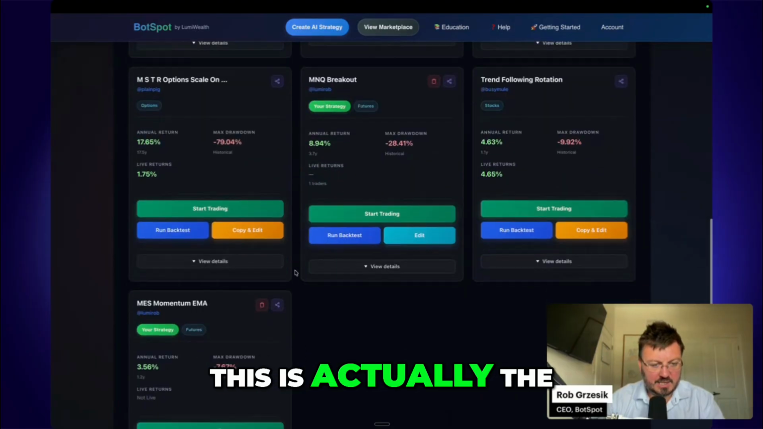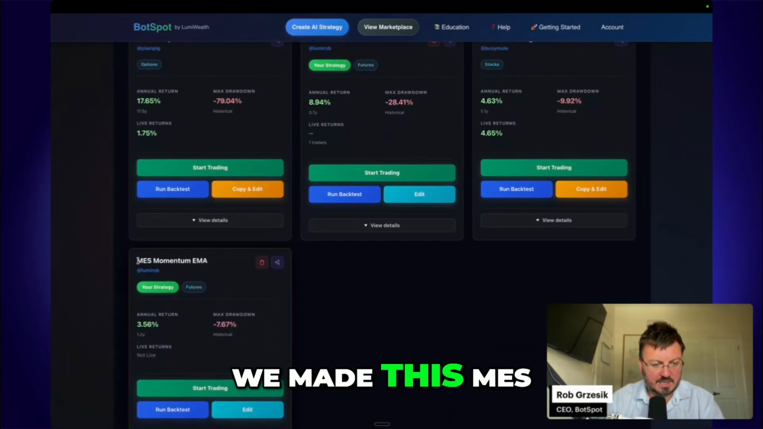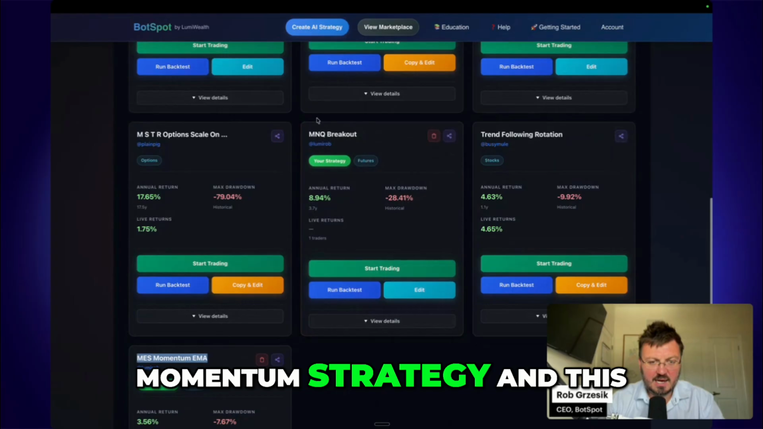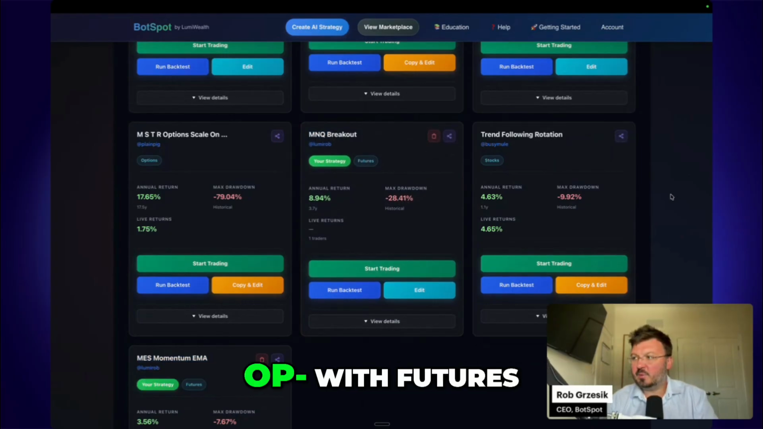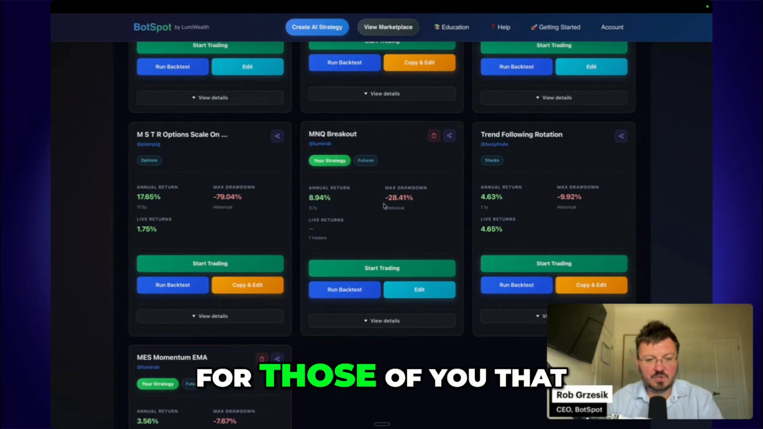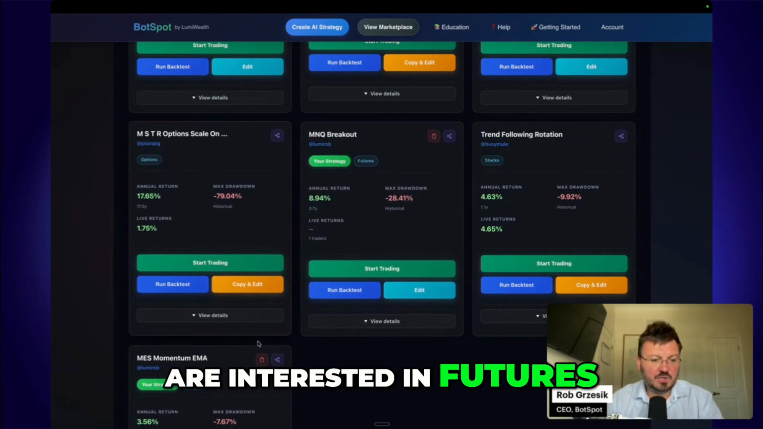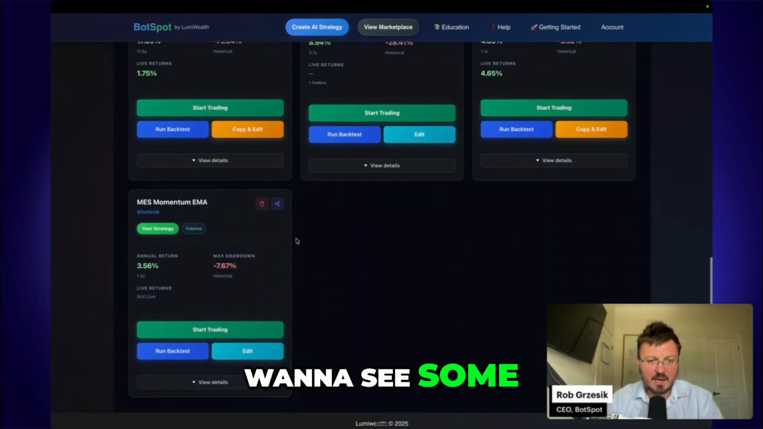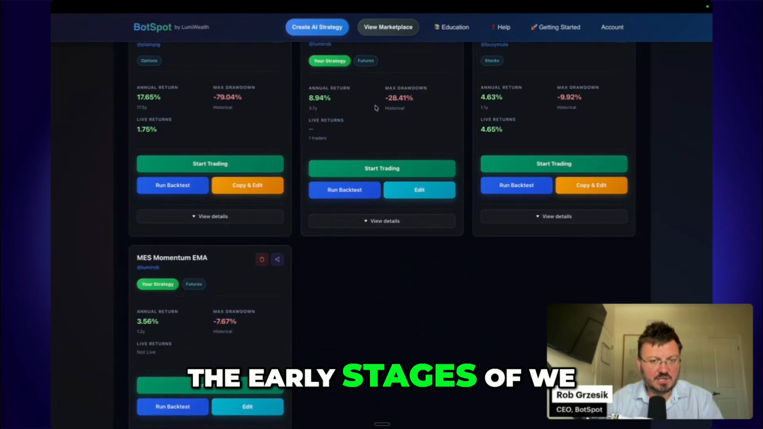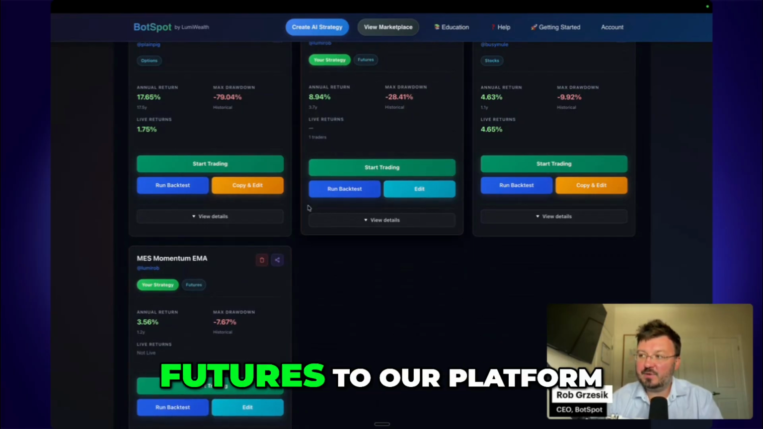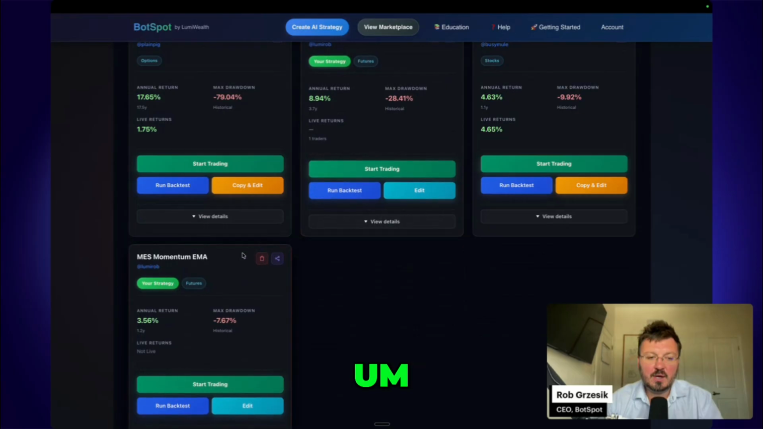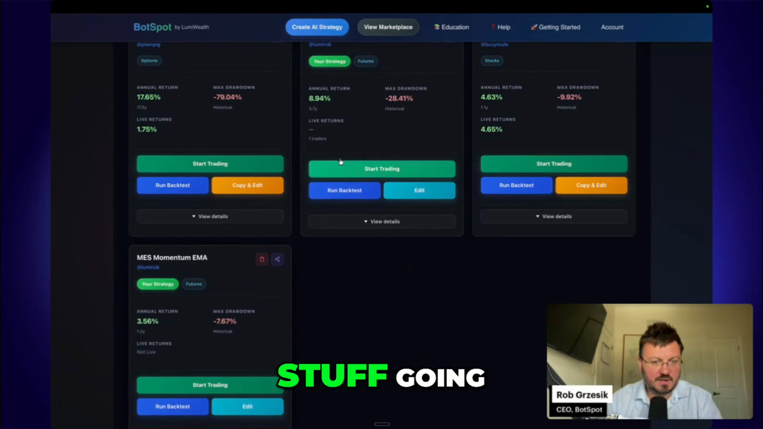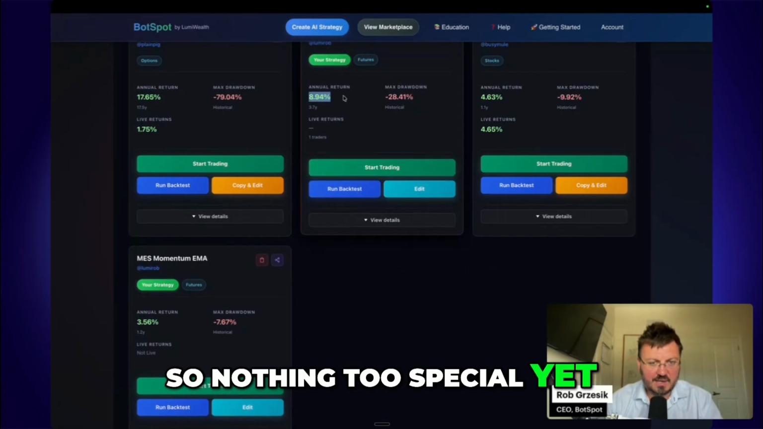We made this MES momentum strategy and this MNQ breakout strategy. I don't think we're far enough yet with futures, but I wanted to point that out for those of you that are interested in futures. This is the early stages. We just recently added futures to our platform, maybe 2 or 3 weeks ago, and we started to get some futures stuff going. So nothing too special yet.